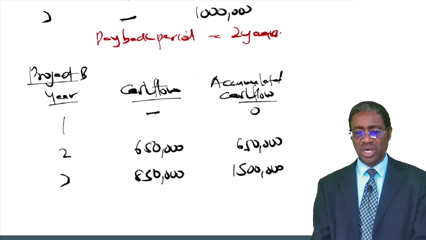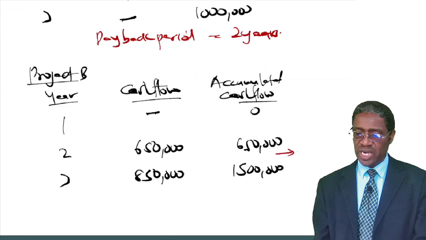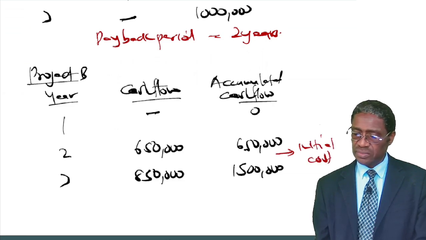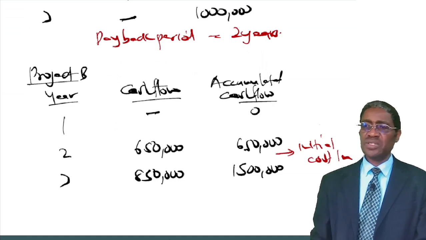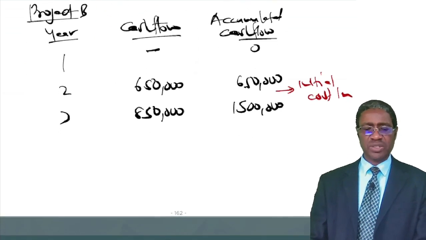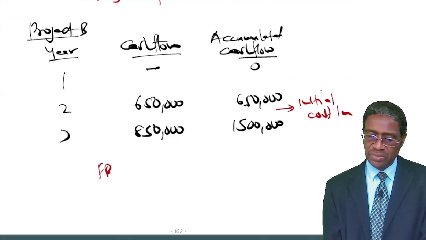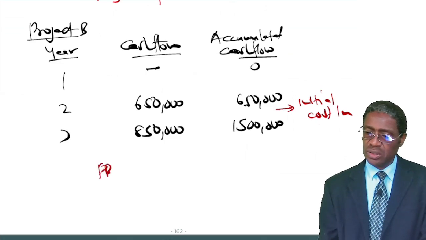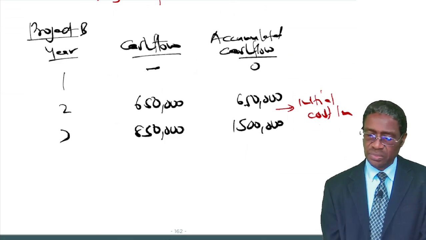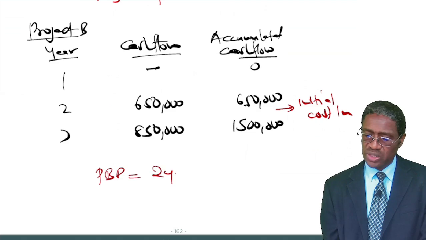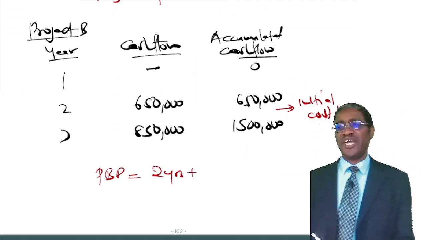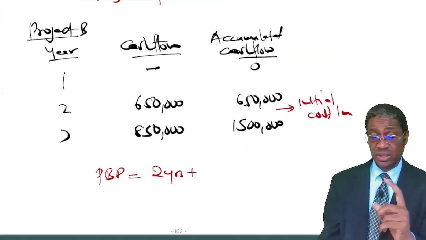That's where our initial investment lies. Initial cost lies there, 1M. So let's compute the payback period. So we can come and say here, this is payback period equals to 2 years plus. I told you get the balance.